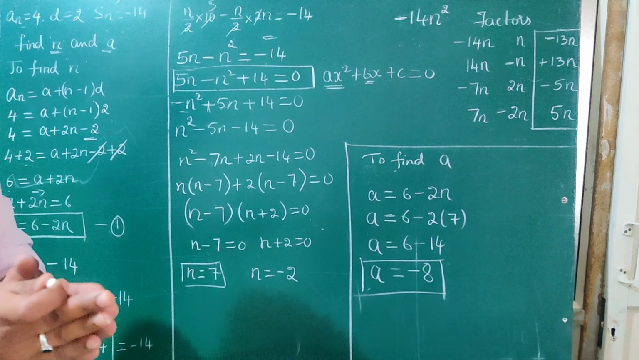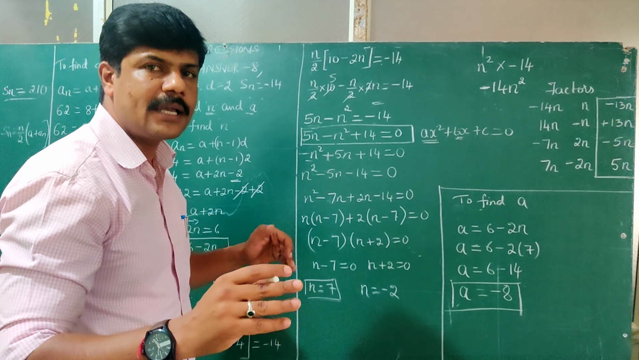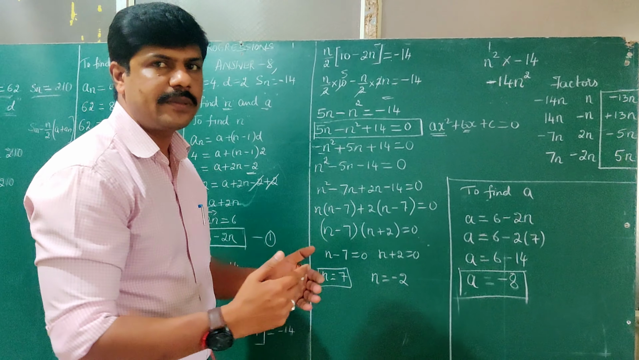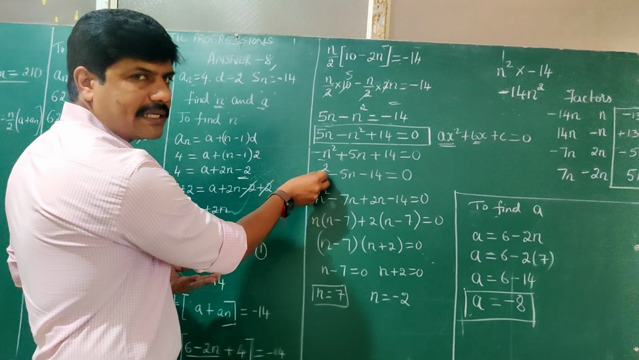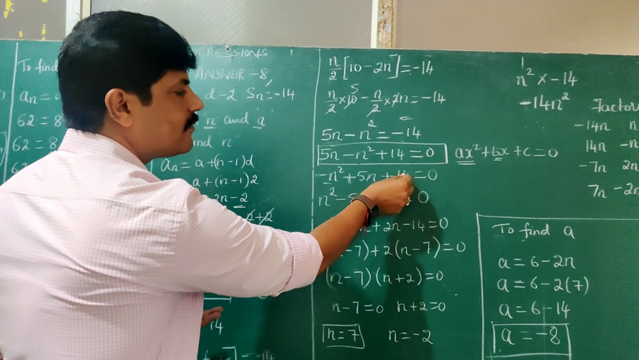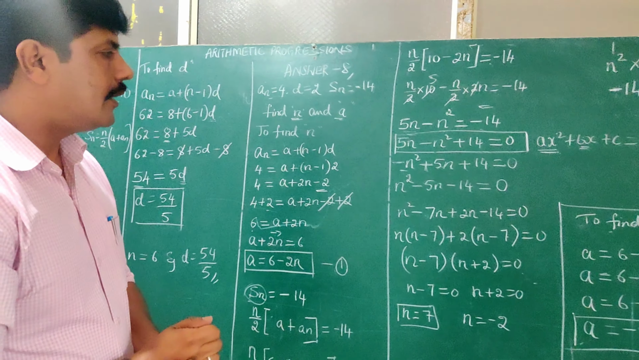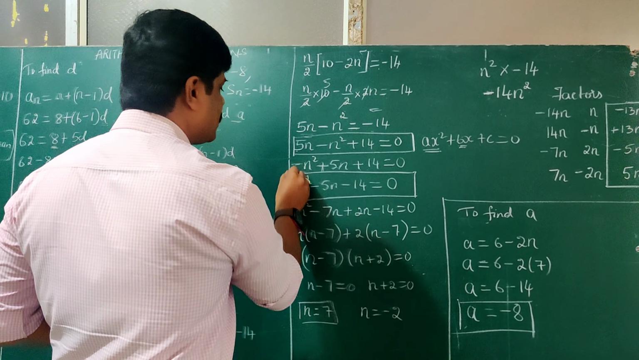You got the point, children? Since the first term itself has minus, we don't want minus. How to change minus into plus? By multiplying with minus. So all minus becomes plus, all plus becomes minus. Thus minus n square became plus n square, plus 5n became minus 5n, plus 14 became minus 14 and equals 0. Now this is nothing but the quadratic equation.